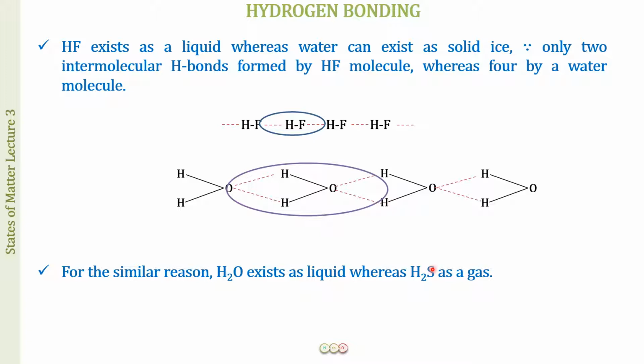The hydrogen bonds are generally seen for which atoms? Hydrogen bonded with fluorine, oxygen or nitrogen. So please do remember, H2S molecules are not going to form hydrogen bonds, and water can form hydrogen bonds, so water exists as a liquid, whereas H2S is a gas.